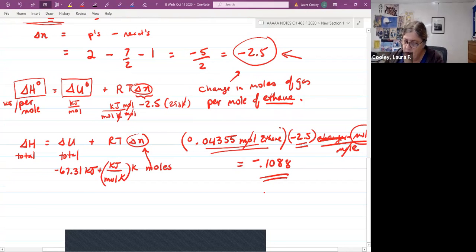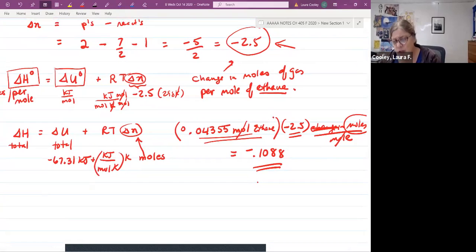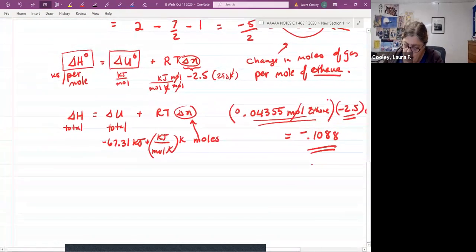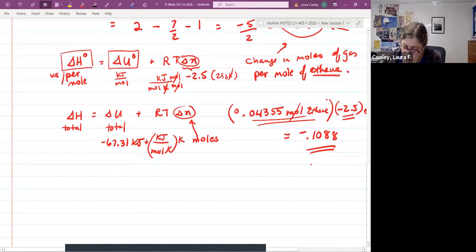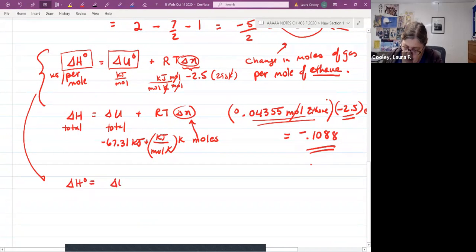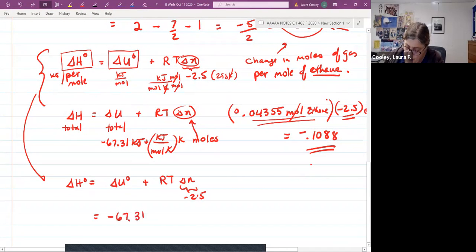So let me go over the 2 different approaches to this problem then. The first approach is exactly what we were doing here, the per mole one. Let's take that down here. So we have delta H0 is delta U0, these are all per mole, plus RT delta N, where that is negative 2.5. So the delta U0 was negative 67.31 kilojoules per mole.